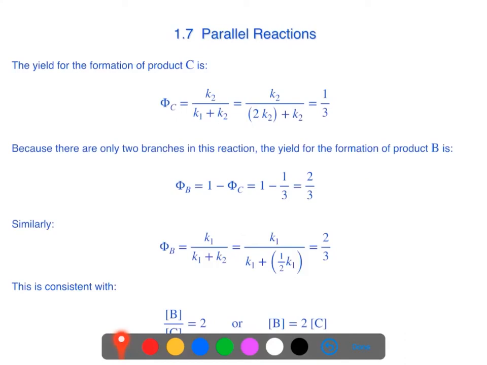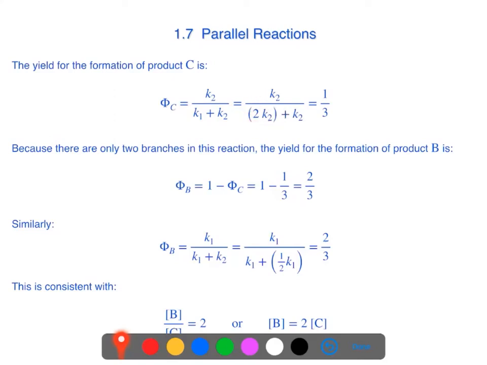Now the yield for the formation of product C can be shown as follows. We have phi subscript C, so the yield of C is equal to the rate constant with respect to the formation of C over the sum of all the rate constants leading from the decay of A. So in that case, that is the sum K1 plus K2. Now, based on the previous information where K1 is equal to 2K2, we can make that substitution as shown.